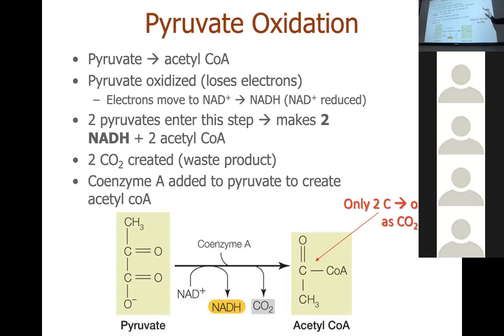So like I just said, pyruvate is oxidized, hence the name of the step, pyruvate oxidation. So it's going to lose electrons. Those electrons are going to move to our electron shuttle. So we're basically stripping away electrons from pyruvate, adding them to NAD+, which will then become NADH when we have that electron added. And now we have another shuttle of electrons ready to go to the final stage of respiration.